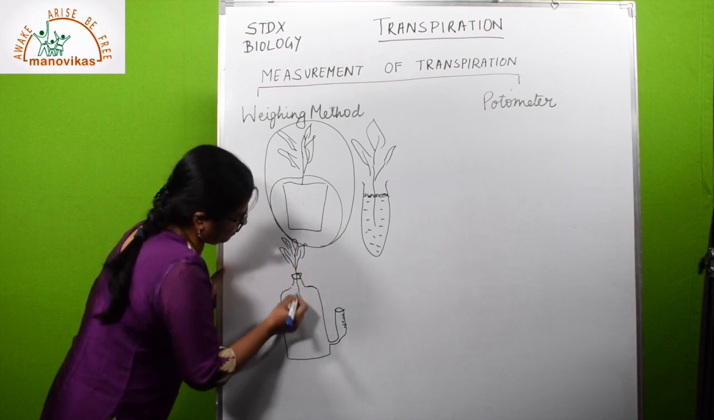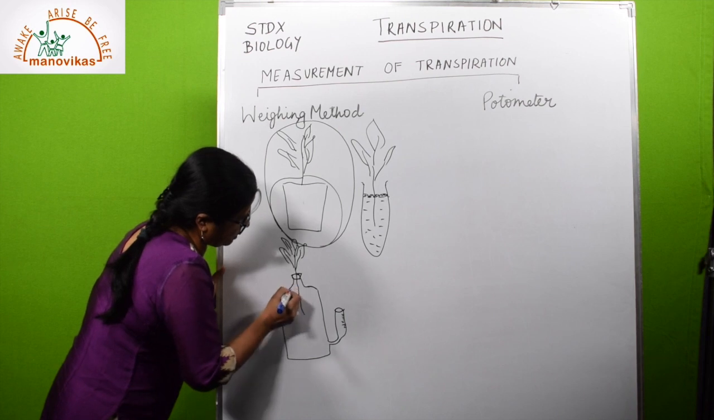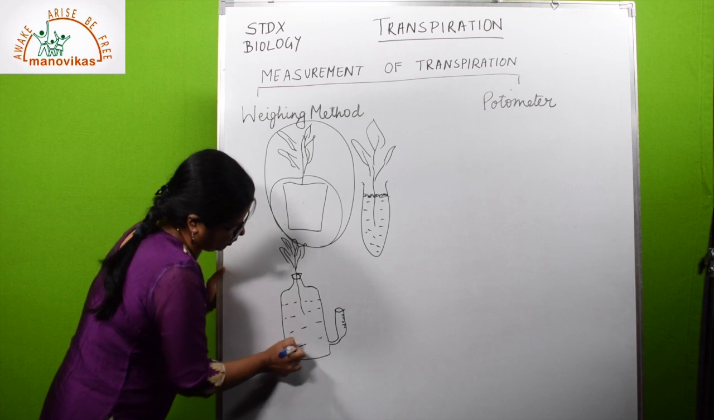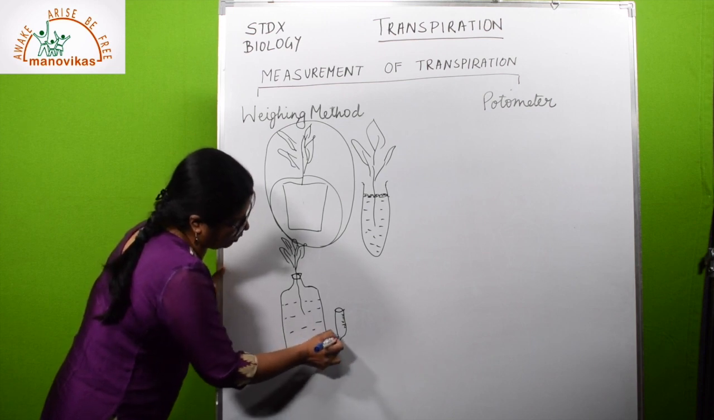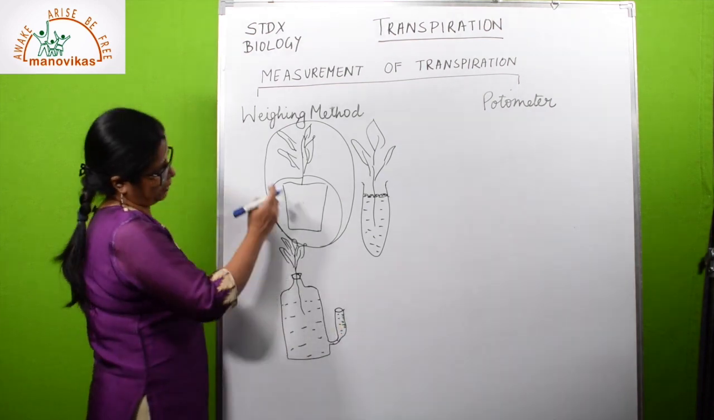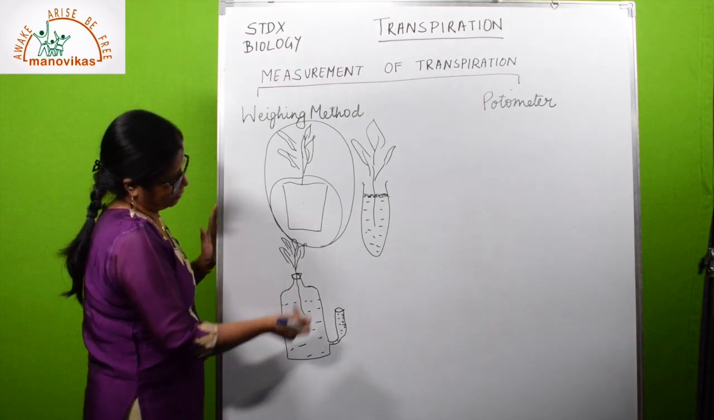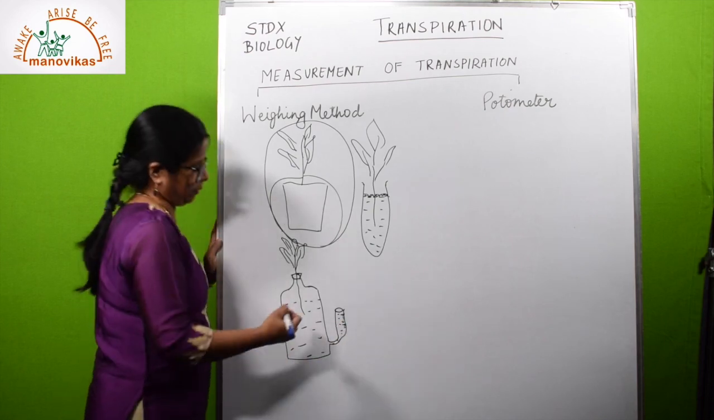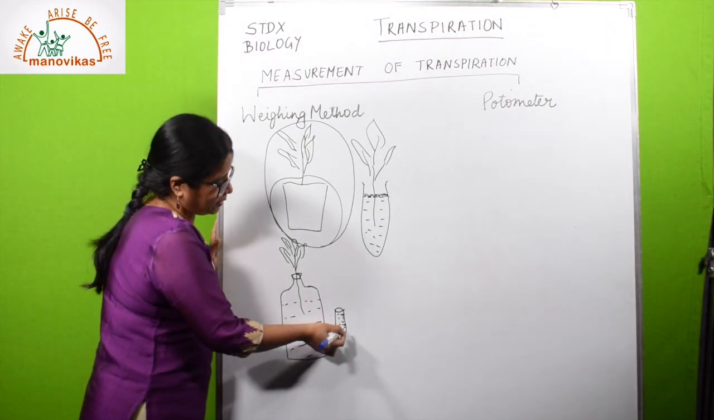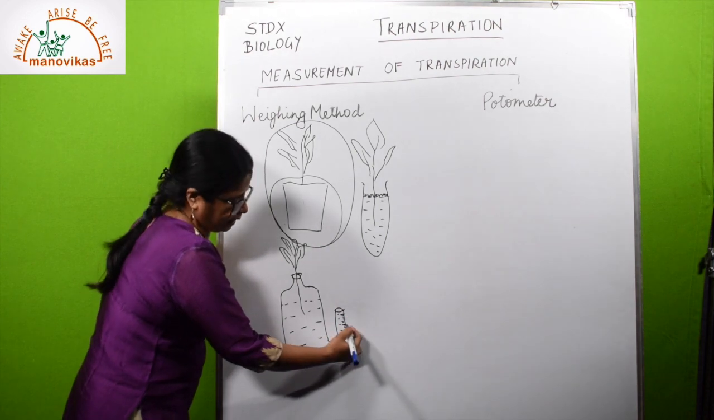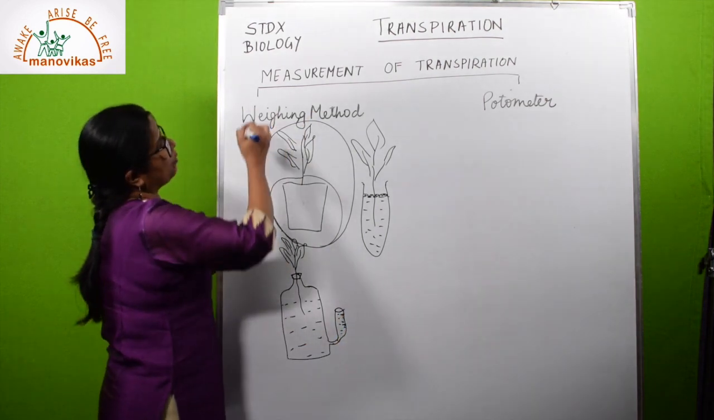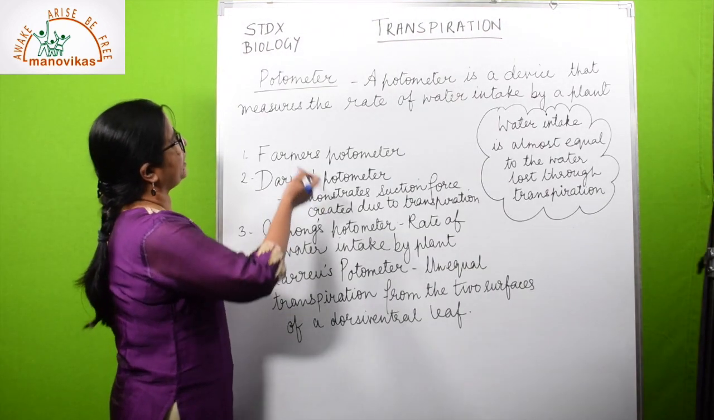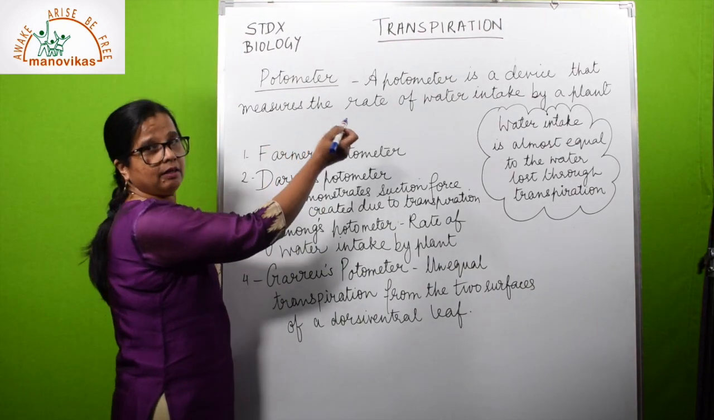a leafy shoot is here. This bottle is full of water, even the reservoir is full of water. As water is being transpired, lost by the aerial parts of the plant, the level in the reservoir will also fall. Now, looking at this, we can see what is the initial level, what is the final level, and we can know how much transpiration has happened. Now, after the weighing method, we have another method, the potometer method.